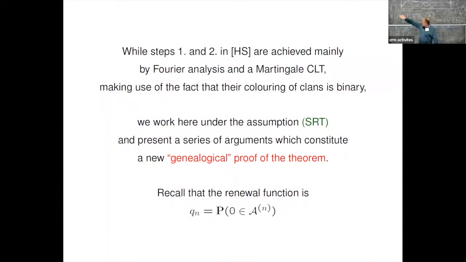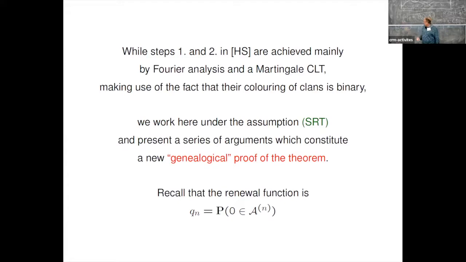We work under the assumption SRT and present a series of arguments which constitutes indeed new genealogical proof of their theorem. It's a credo of mine: if you can, then do genealogies first, and then do a coloring if you want, because sometimes it's good to color. The generating functions techniques is also something like this, sort of. But here we really want to know about this tree or this forest.